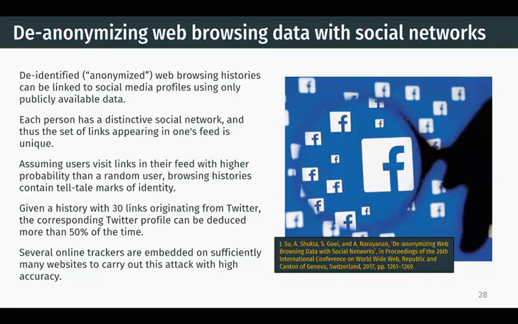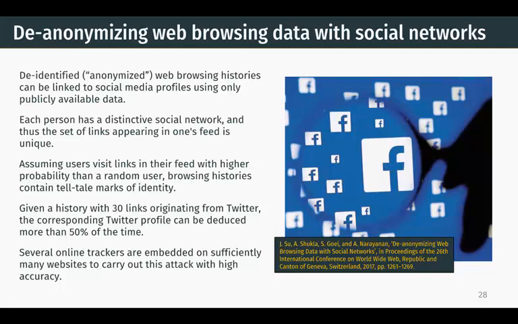Usually those are anonymized. And then the researchers' hypothesis was that each person has a distinct social network, and the set of links that appear in one's feed in that network are going to reflect their browsing history, because obviously if you're posting a link, you have been on that page, right? And it's in your history. So what they found out is that if they had a history of 30 links originating from Twitter, the corresponding Twitter profile could be deduced more than 50% of the time.